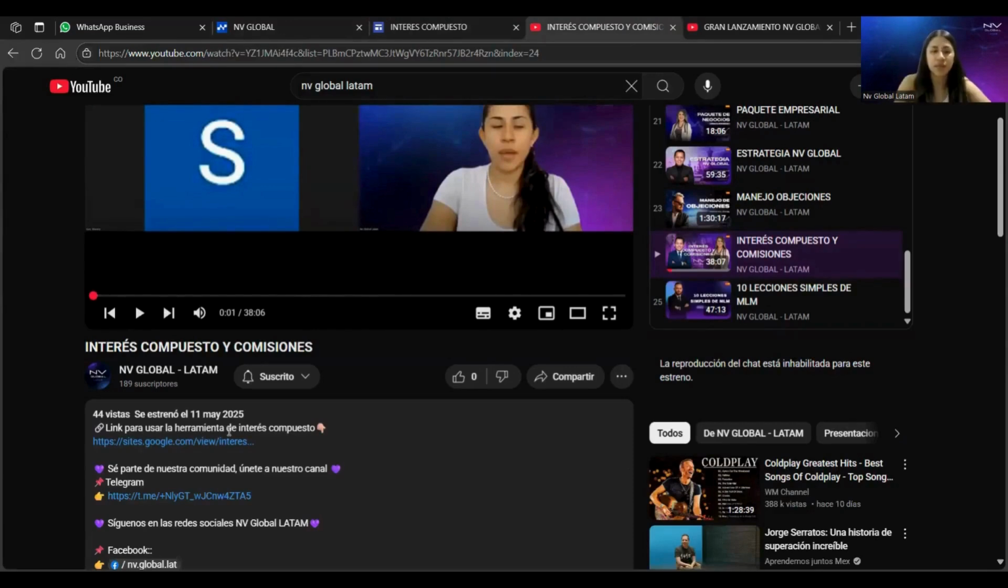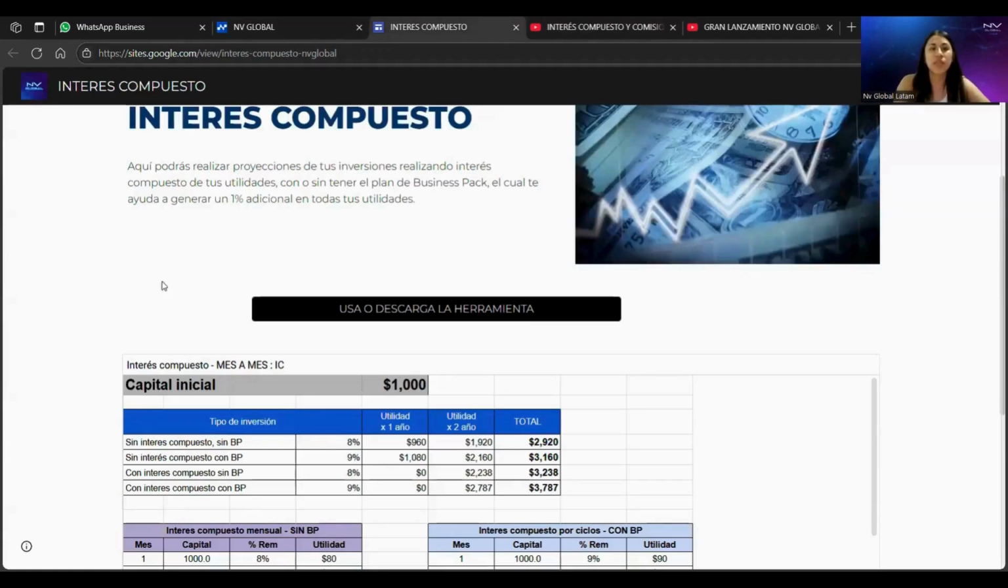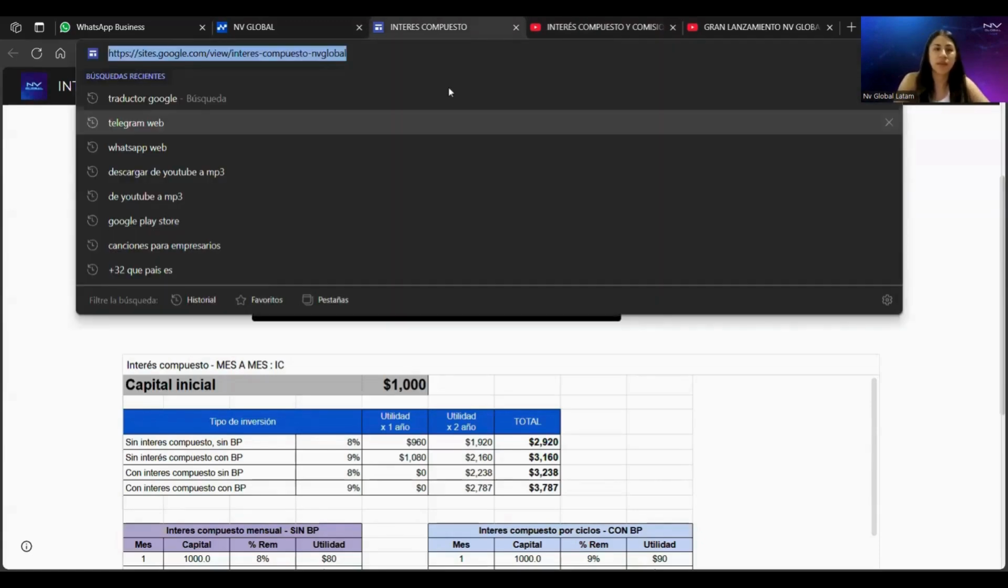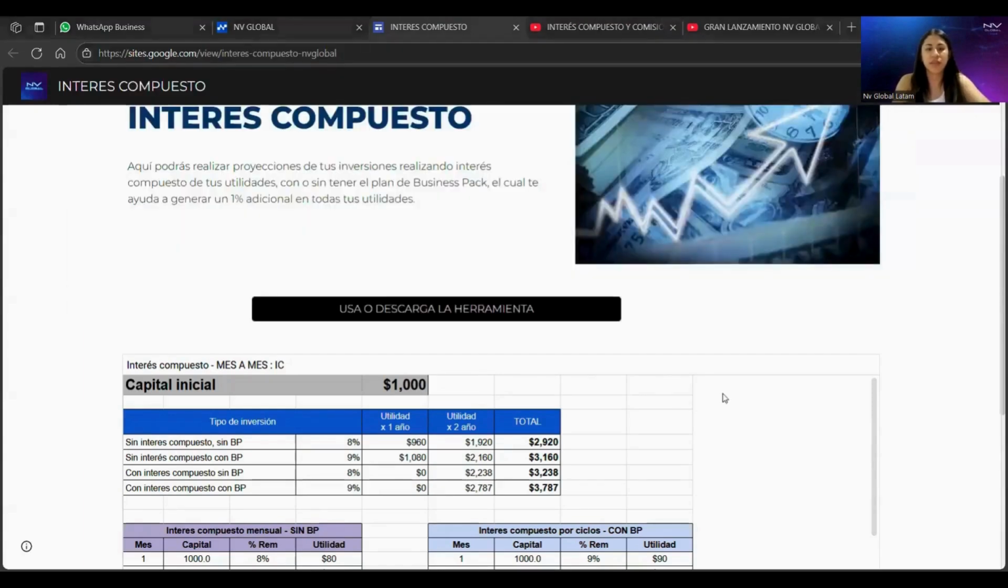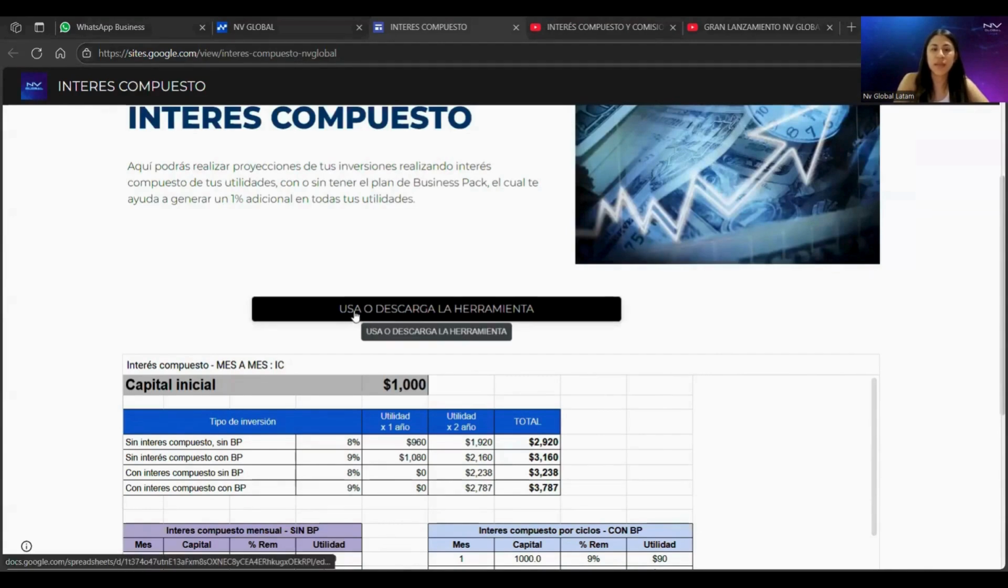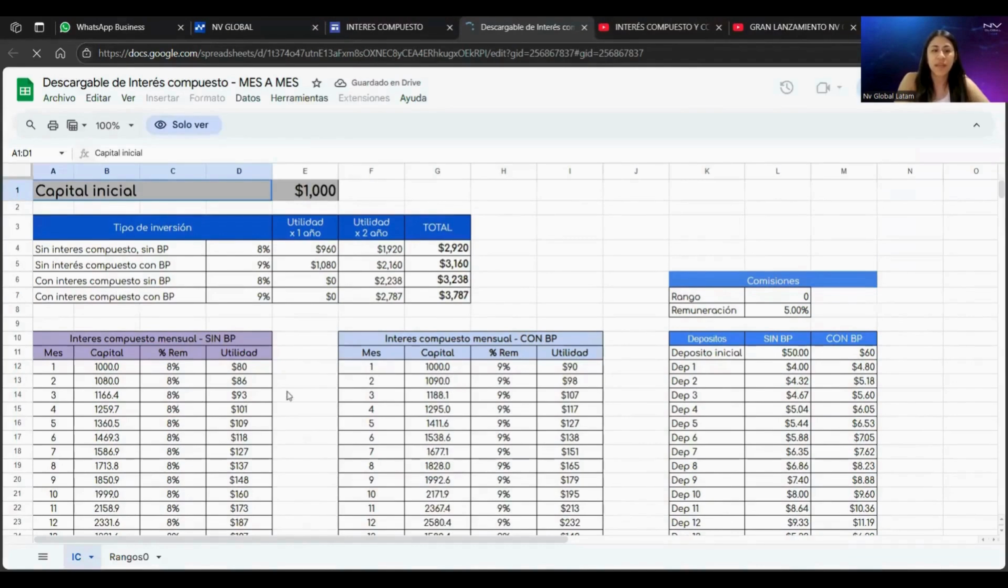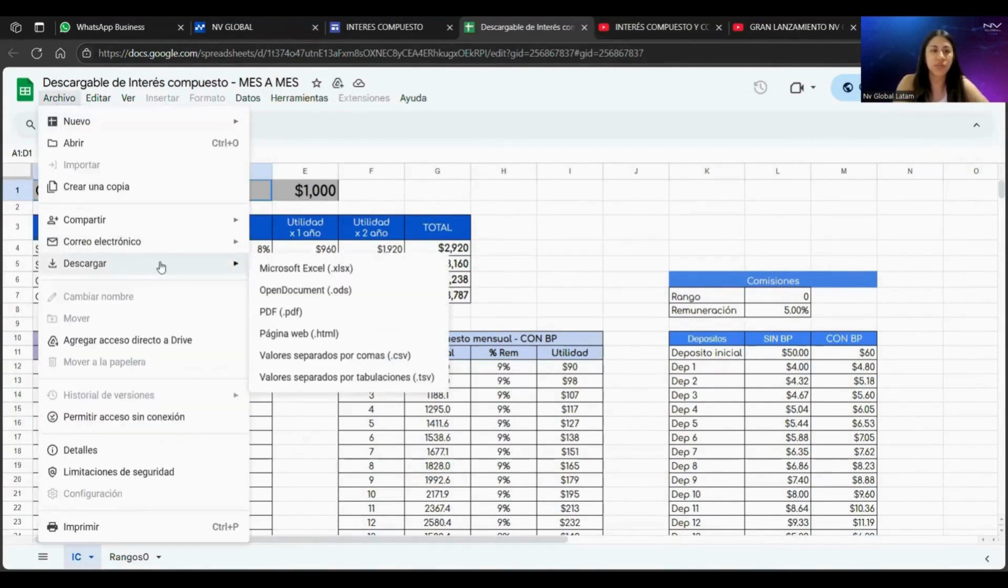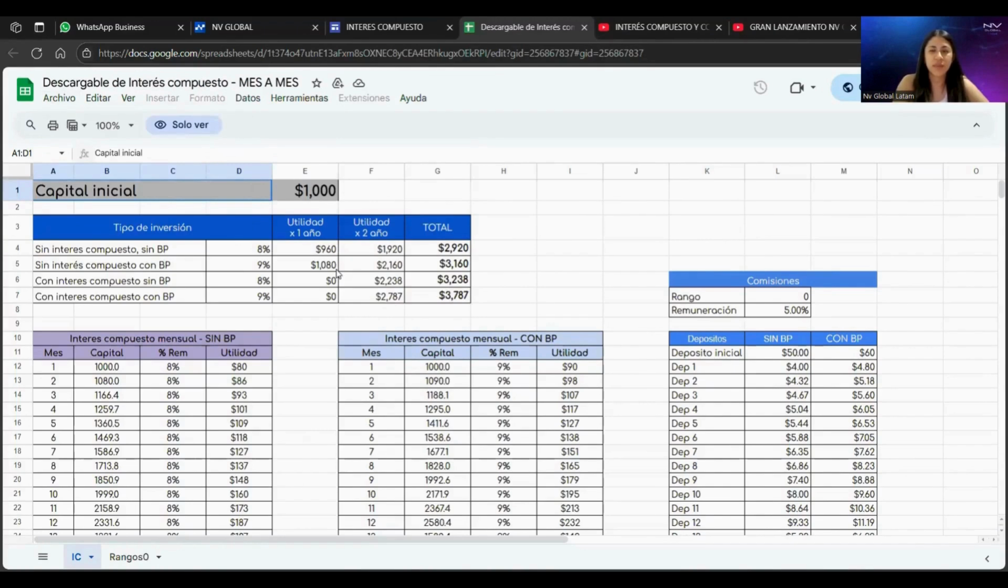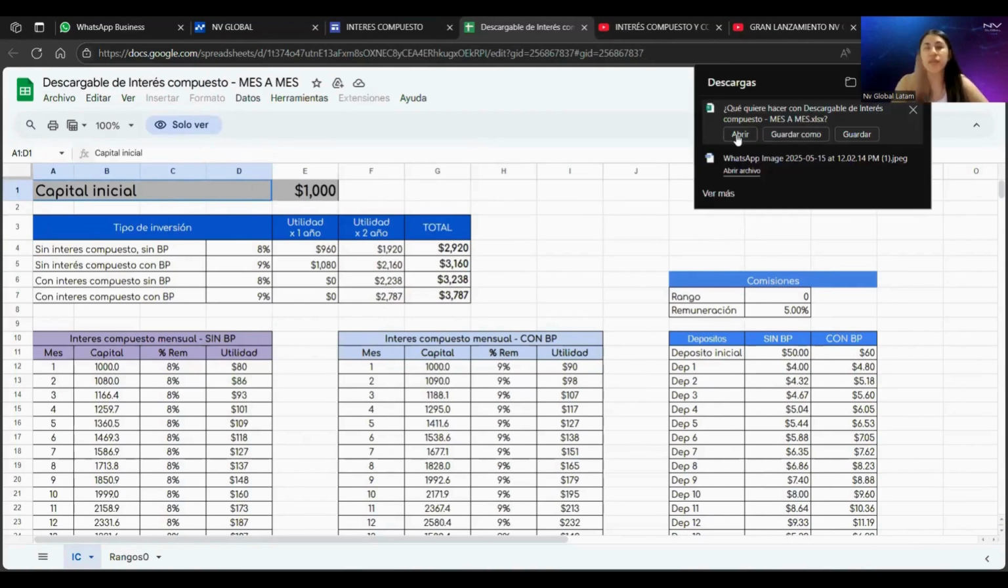So once you're on the page, I'll also share it here in the Zoom chat so you have it. We're going to click on the button that says use or download the tool. Here, it's already set up with $1,000, okay? But you can download it and edit it. So how do you download it? Well, we go here to File, Download as Excel, and then you can have it on your devices, whether it's on your computer or your phone, you can have it anywhere. So I'm going to open it here.